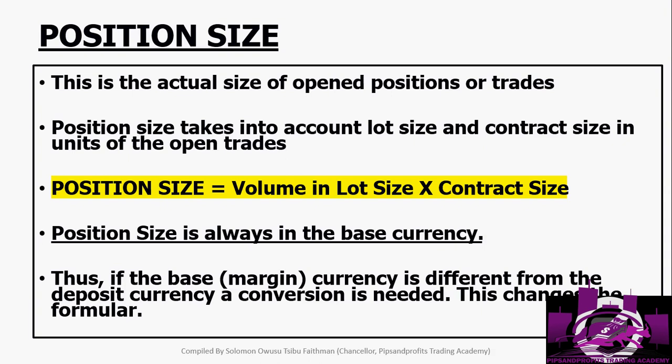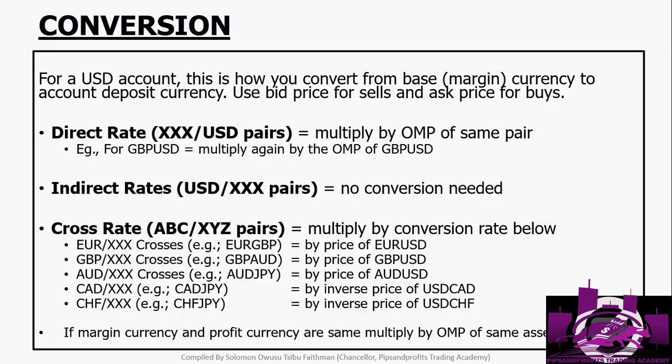And if it is in pounds and my deposit currency is different from that currency, then there is what we call a conversion rate. At that point, a conversion rate is needed. So we said that if the base, that is the margin currency, is different from the deposit currency, a conversion is needed, and this will change the formula a bit. We went through how we will do the conversion.